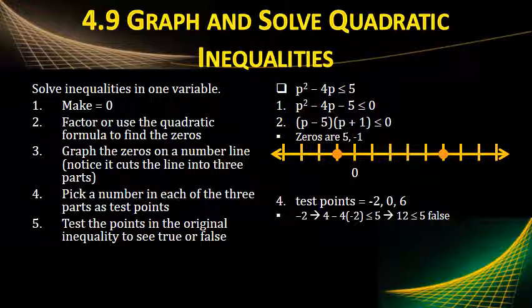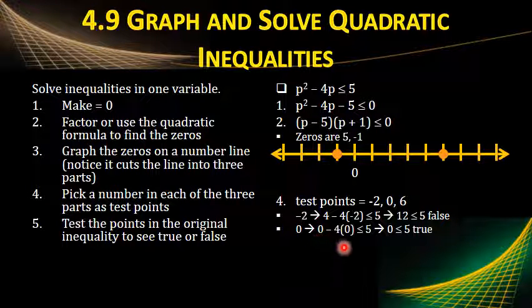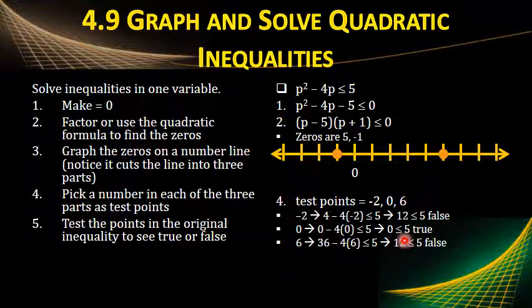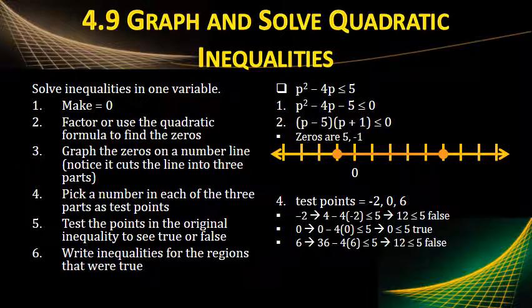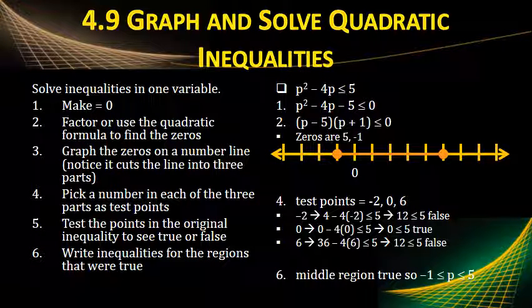Test each of those. So let's plug in the -2. So I plug -2 into the original inequality. And if I plug in the -2, we get 12 is less than 5. No. Plug in the 0. So we plug in the 0 for the p, and you get 0 is less than 5. That is true. Let's try the 6. Plug in the 6 for the p, and you get 36. You get 12 is less than 5, which is false. I want the middle section there. So that middle section, our answer could be written as -1 is less than p is less than 5, less than or equal to.